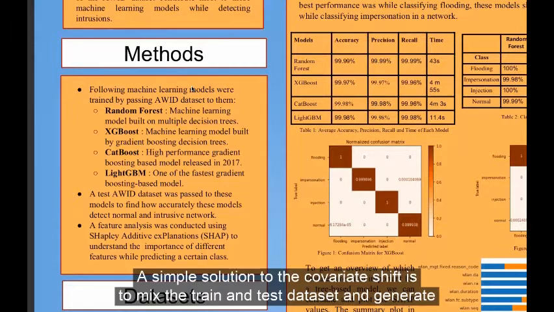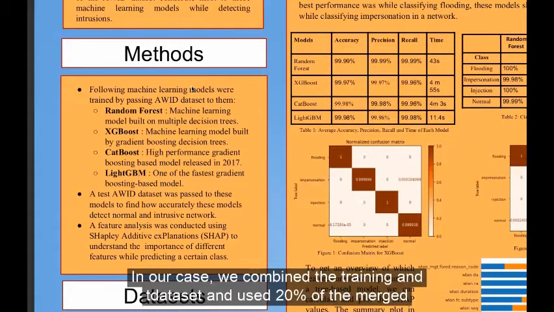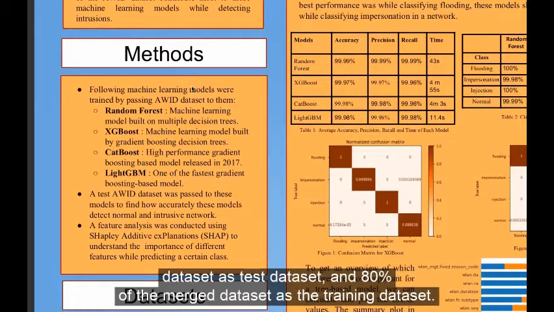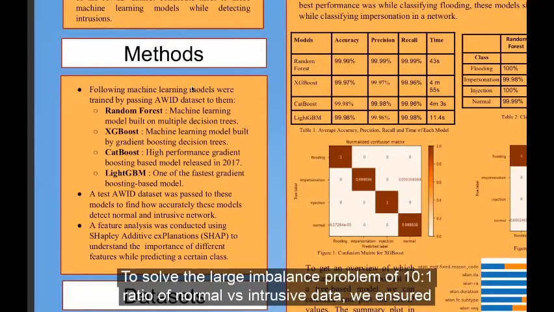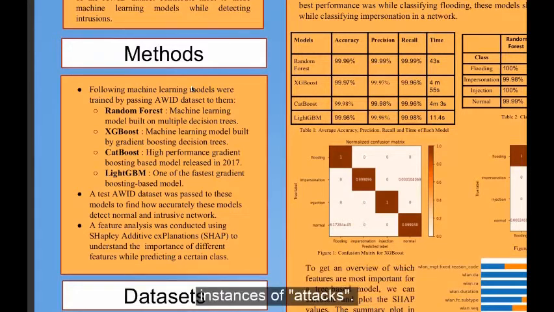A simple solution to the covariate shift is to mix the train and test dataset and generate new training and test dataset based on the merged dataset. In our case, we combine the training and test dataset and use 20% of the merged dataset as the test dataset and 80% as the training dataset. To solve the large imbalance problem of 10:1 ratio of normal versus intrusive data, we ensure that the number of normal instances in our datasets were equal to the number of instances of attacks.